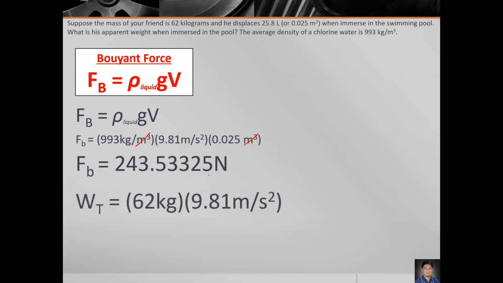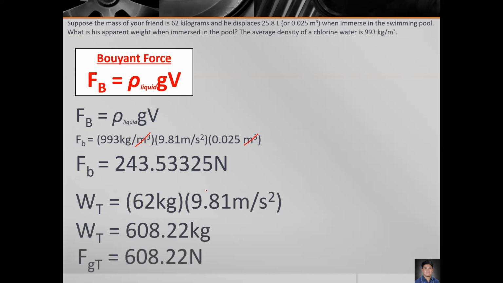Then, let's solve his weight since the given is only the mass. So 62 kilograms is the mass of your friend. Multiplied by 9.81 meters per second squared so that we can solve for its weight, which is equal to 608.22 kilograms. Okay? And that is equal to the force due to gravity, which is 608.22 Newtons. So after we solve the buoyant force and the true weight, we can now solve for the apparent weight.